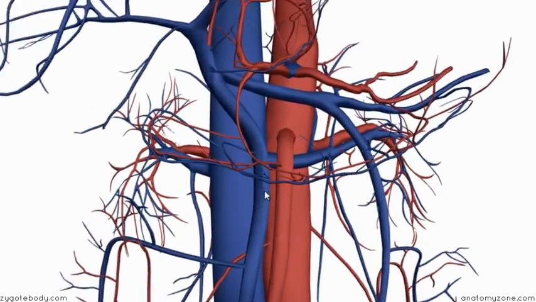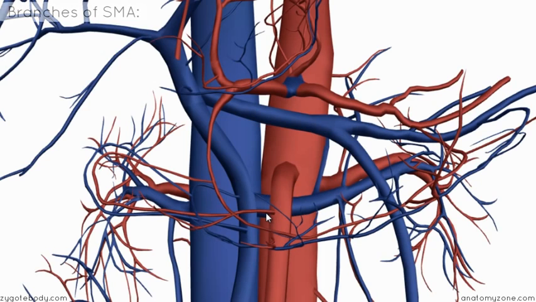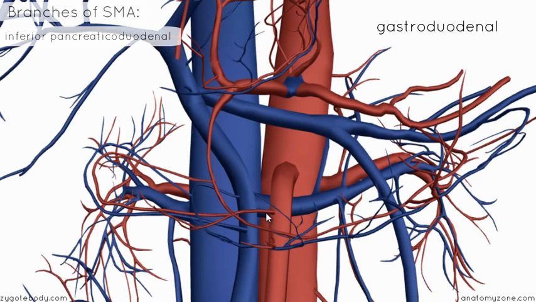The first branch that comes off the superior mesenteric artery is the inferior pancreatico-duodenal artery, and this anastomoses with a branch of the gastroduodenal artery, which comes off the common hepatic artery of the celiac axis. If you watch the tutorial on the celiac axis, then you'll see how these arteries anastomose. So the inferior pancreatico-duodenal artery is the first artery that branches off the superior mesenteric artery.